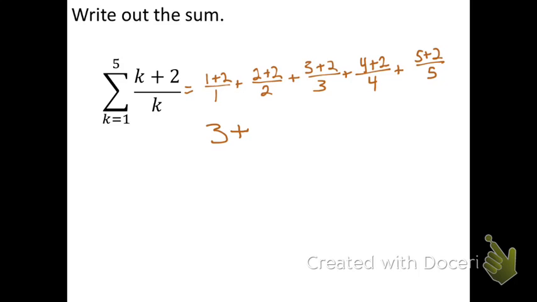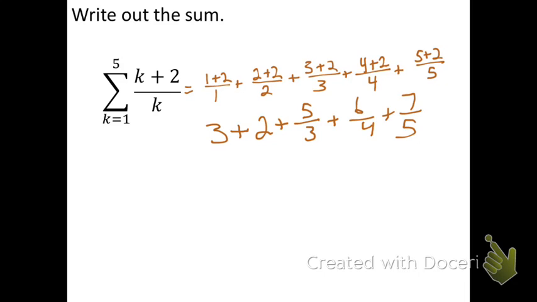2 plus 2 is 4 and 4 over 2 is 2. 3 plus 2 is 5, so 5 thirds. Plus 6 fourths plus 7 fifths. And then we could add all those together if we needed to. So that's how you use summation notation.